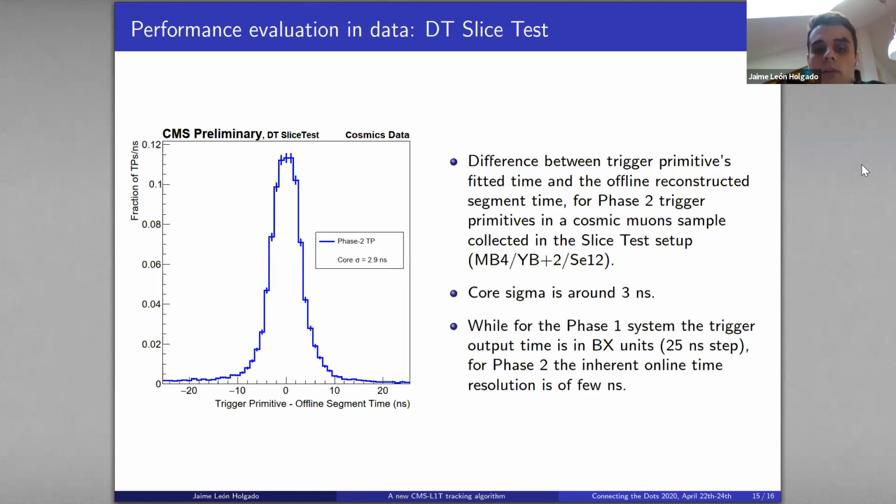In this plot, I show the difference between the trigger primitives' fitted time and the offline reconstructed segment time, using the phase 2 trigger primitives, the new primitives, with a cosmic muon sample collected in the slice test setup in that specific chamber. The core sigma of the distribution is around 3 nanoseconds. We need to say that for the phase 1 system, the trigger output time is in BX units, so it has a 25 nanosecond step. For phase 2, we have an inherent online time that, as you can see, is around a few nanoseconds. So it's a huge improvement.